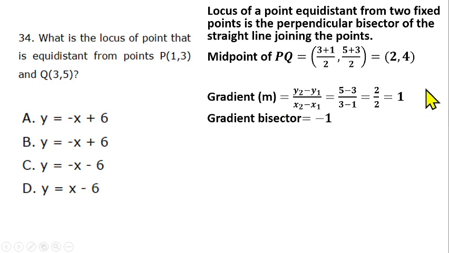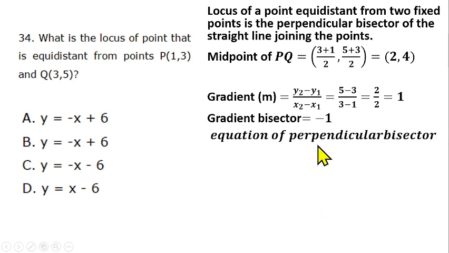If the gradient of the line is positive 1, the gradient of the other one will be minus 1, because they are perpendicular. You know that two lines are perpendicular when the product of their gradients is equal to minus 1, m1 times m2 equals minus 1. So if the gradient of this one is 1, then the gradient of the second one will be minus 1, because minus 1 times 1 gives us minus 1. That is the gradient of the bisector line.